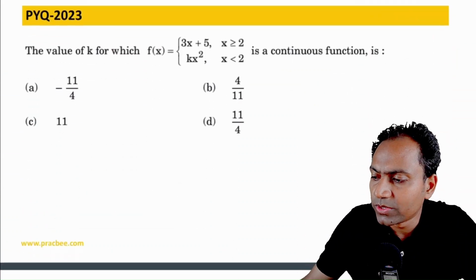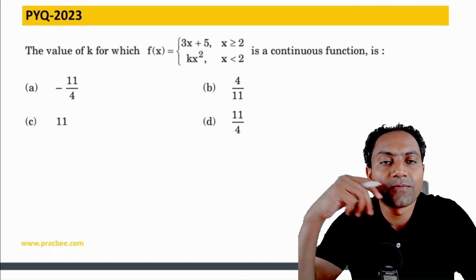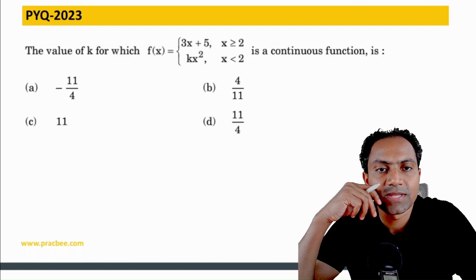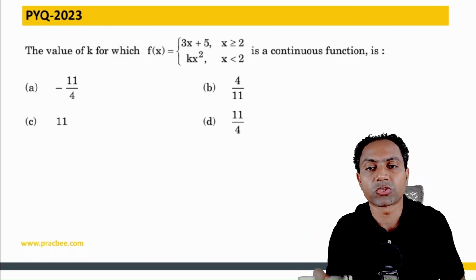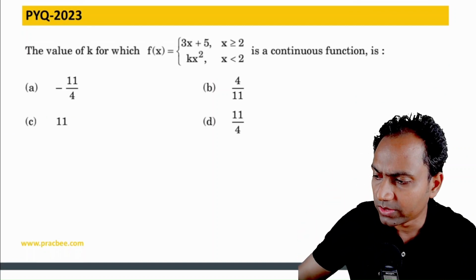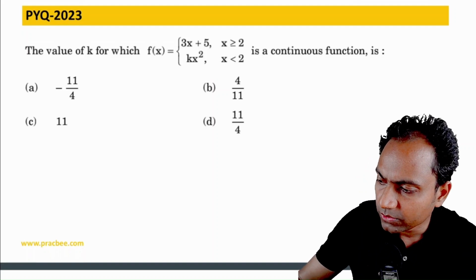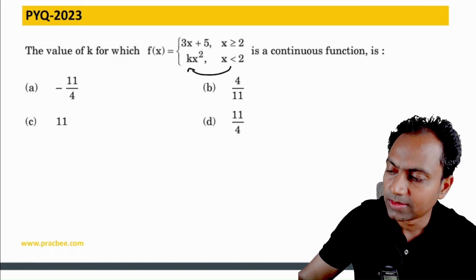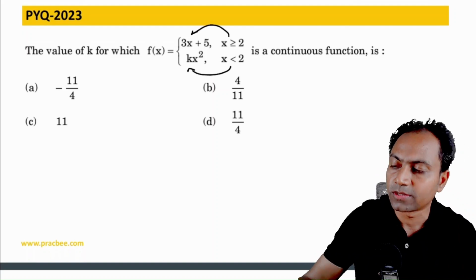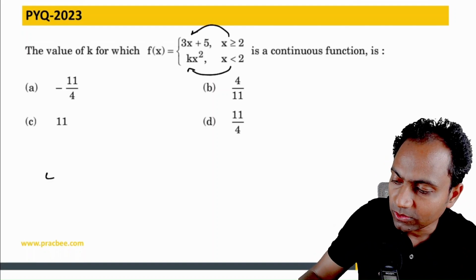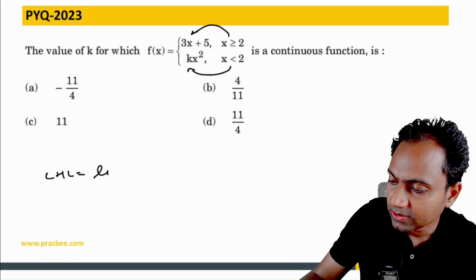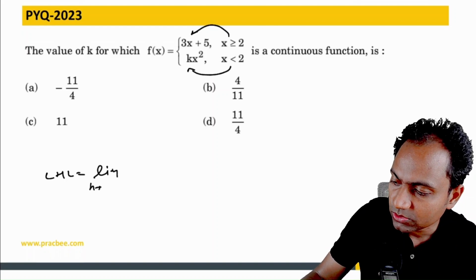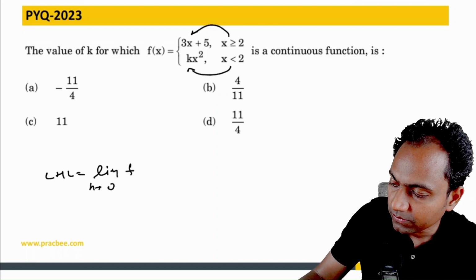Now this 2023 question talks about the value of k for which this function is continuous. Now, since it is an objective question, we can have a shortcut for solving such questions. So what you can do here is take this value of 2 and substitute here in this part. Take this value of 2, substitute in the other part. So what we are doing is we are trying to find the LHL, and it is nothing but limit h tends to 0, f of 2 minus h.